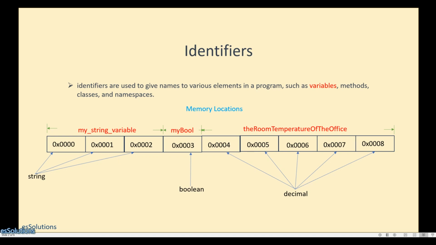So for these variables, wherever they are used, all the program will do is know that, okay, I am to go and check from location 0004 all the way to 0008. Basically, that is just what identifiers are.